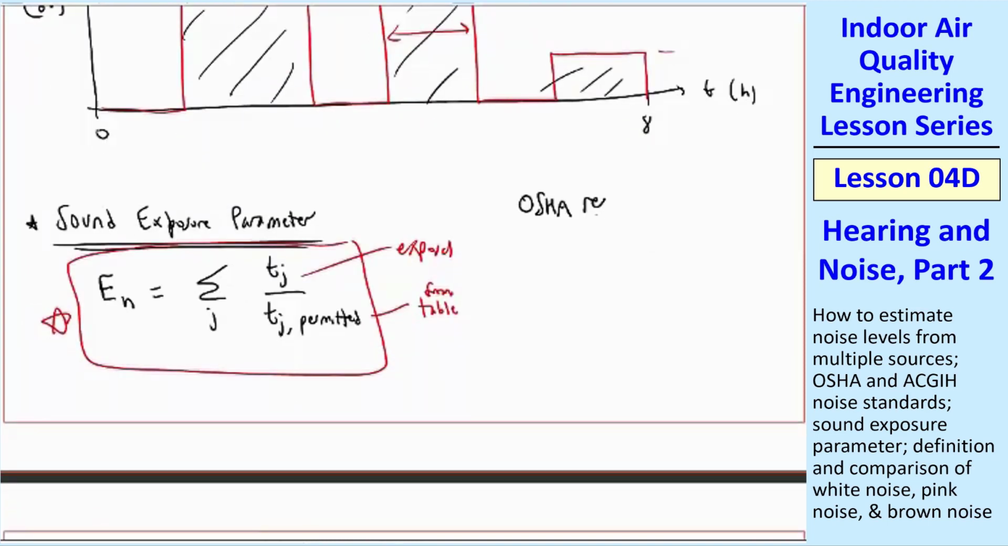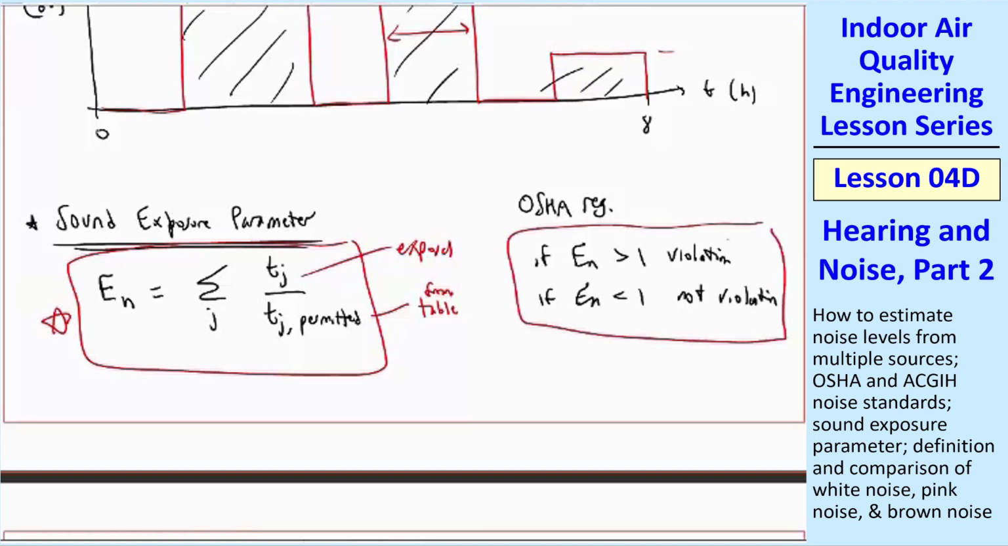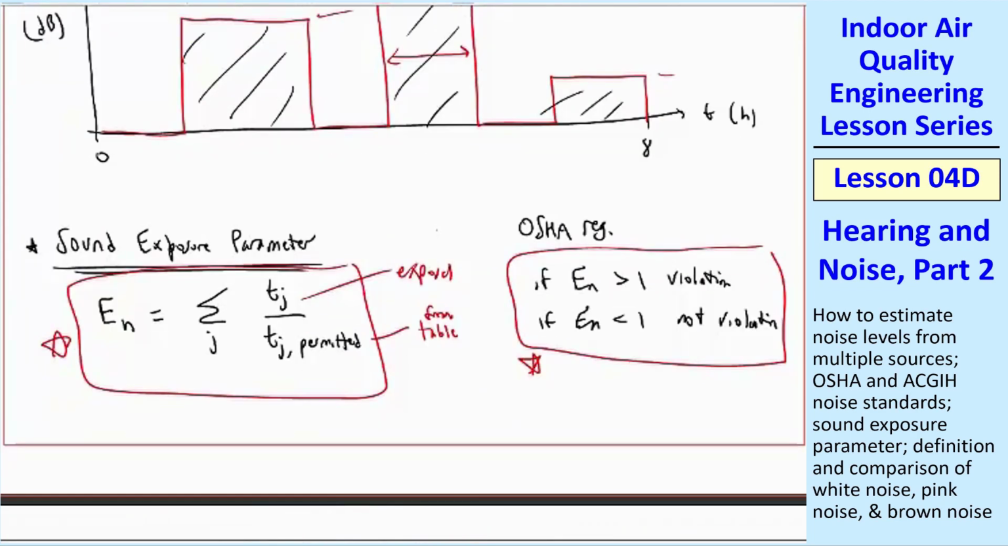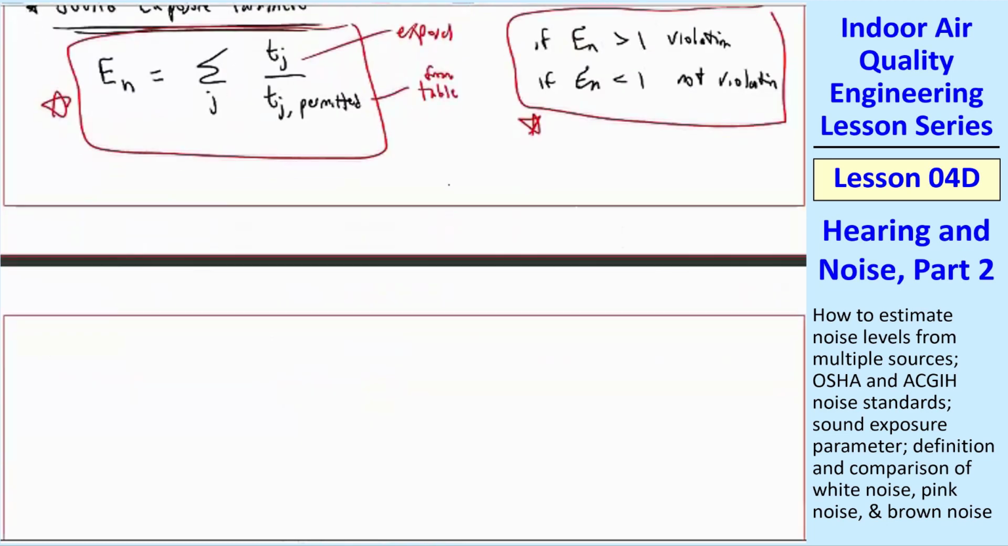The OSHA reg then is that if En is greater than 1, it's a violation. If En is less than 1, it's not a violation. And that is also the same as what we had with gases. And it makes sense because suppose you're exposed to, in my example, 4 hours of 95 dB, and that's the only thing you're exposed to all day long. It'd be 4 over 4, which is 1, so En would be 1. That would be a borderline case. And then if you have different time levels like this, you just keep going and calculate it.